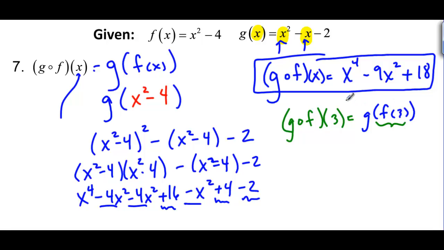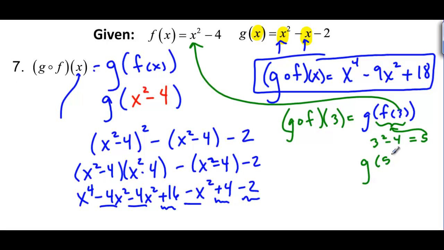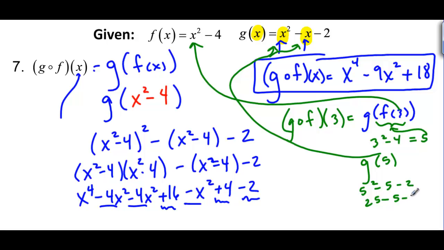So what am I asking you to do here? Well, that means look at the f function and input a 3. So if I go all the way up here and input a 3, that's going to be 3 squared minus 4. 3 squared minus 4 is 9 minus 4, which is 5. So I know this answer is 5. So then my next step would be to do g of 5. Well, what does that mean? That means that anywhere I see an x in the g function, I'm going to put in 5. So that would be 5 squared minus 5 minus 2. 25 minus 5 minus 2 is 20 minus 2, which is 18.